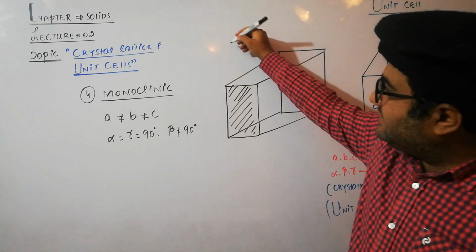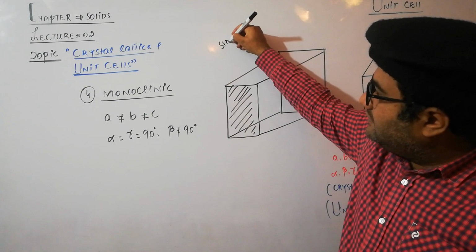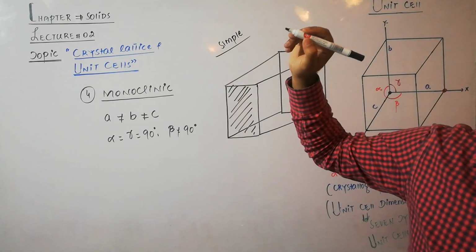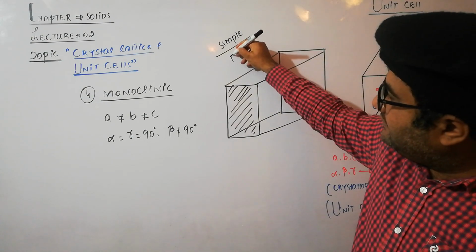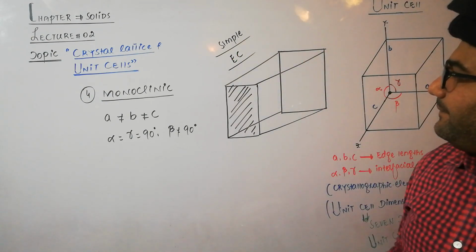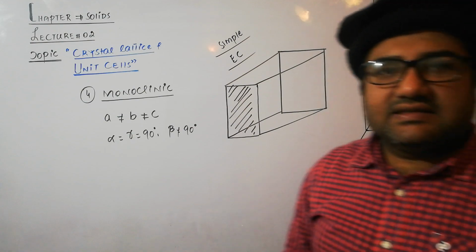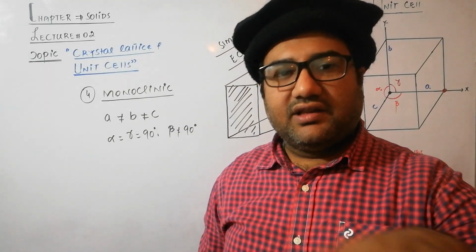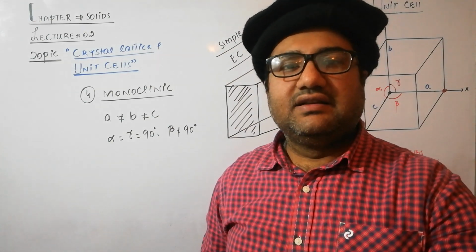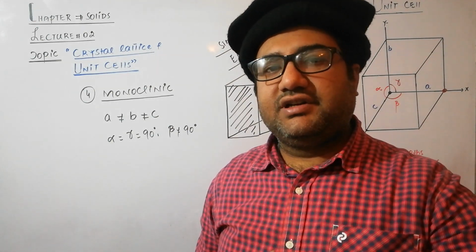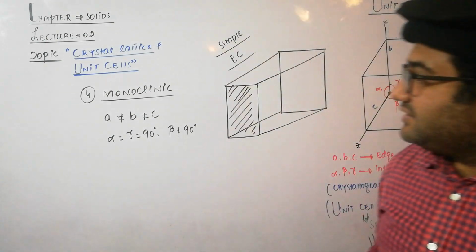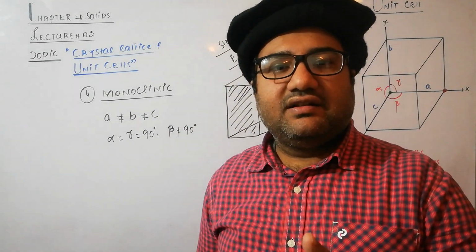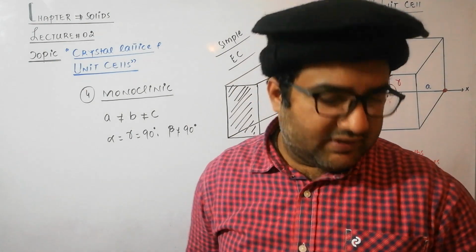Now how many Bravais lattices does this monoclinic have? It has 2 Bravais lattices. It has 2 types, meaning one is the simple and the other is the end centered. So simple has lattice points only at the corners, and end centered has lattice points at the corners as well as at the center of the 2 opposite faces. Now this one is the 4th unit cell, and now the total number of Bravais lattices is 12.